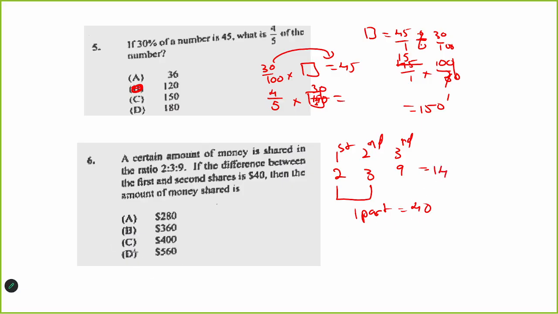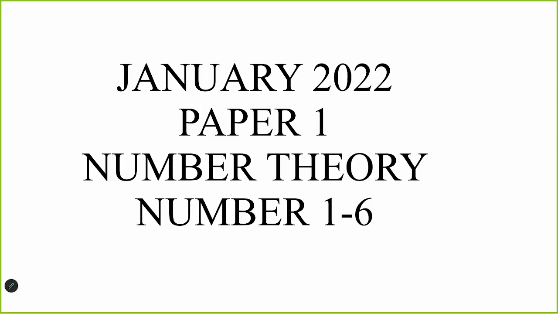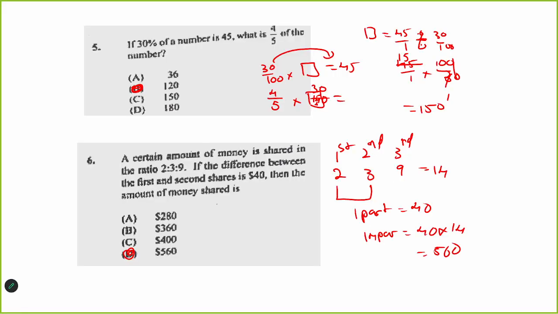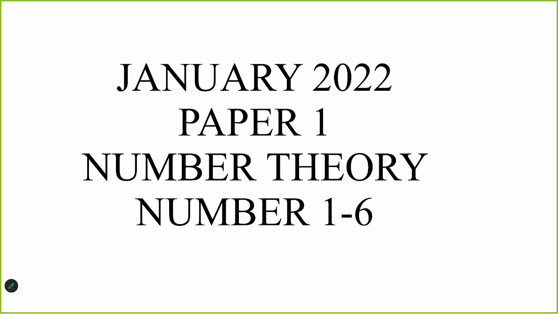We did this question already. The answer is D, right? So 14 parts would be 14 multiplied by 40, which would give you 560. And that would be the end of May, June 2022.